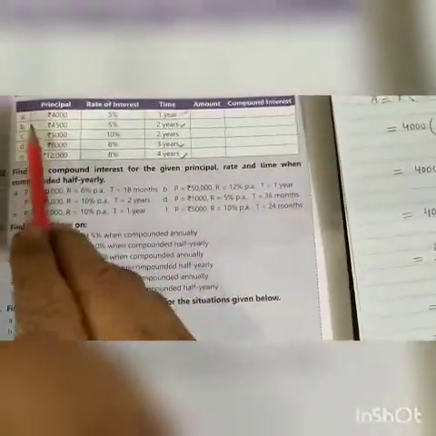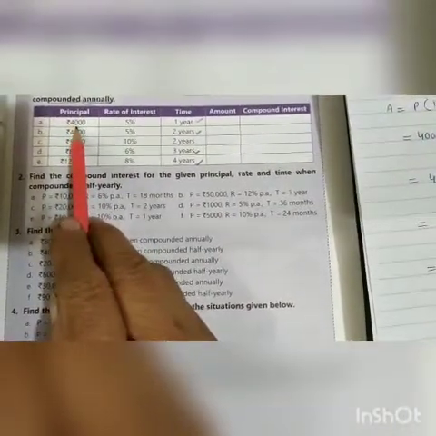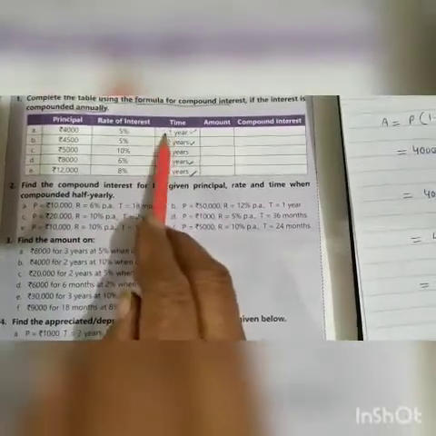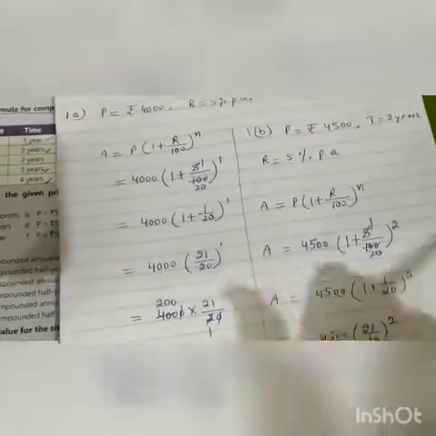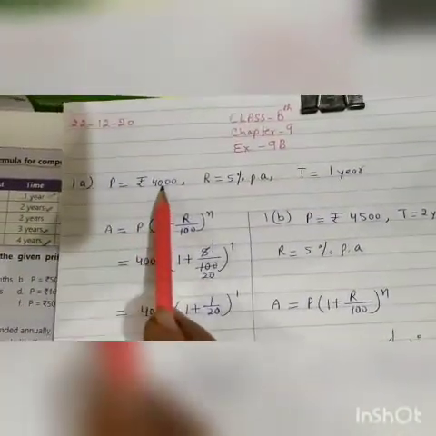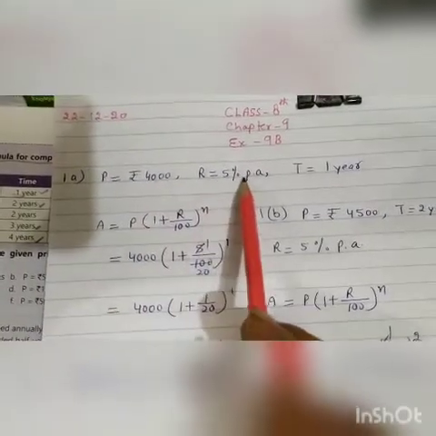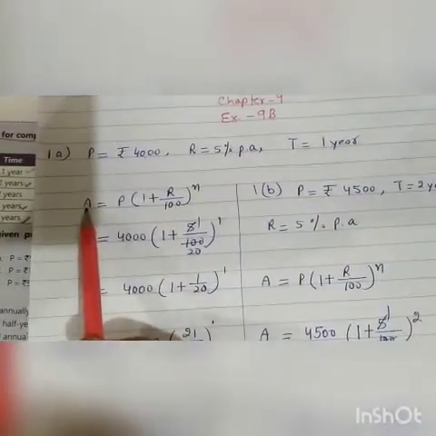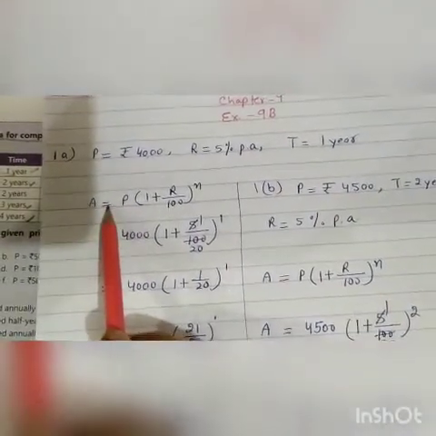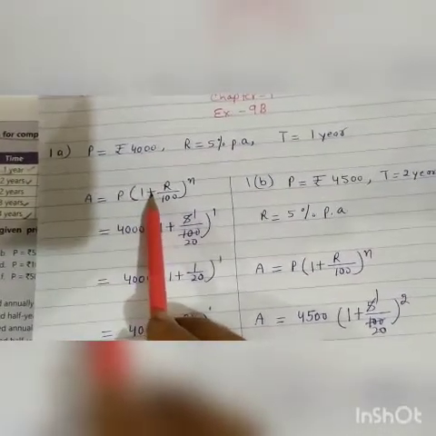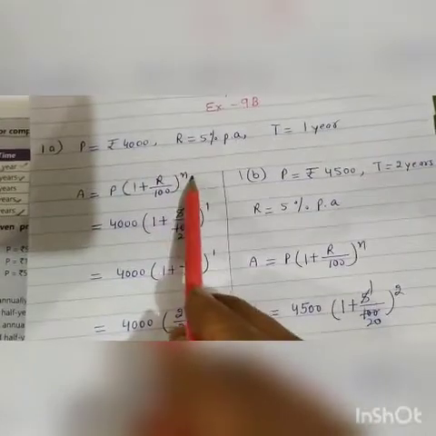So see, it's the A part. In the A part, principal is 4,000 rupees. Rate of interest is 5%. Time is 1 year. So see here, principal is 4,000 rupees, rate of interest 5% per annum, time is 1 year. We will use this formula. A means amount, equal to principal, within bracket 1 plus R upon 100, power n.